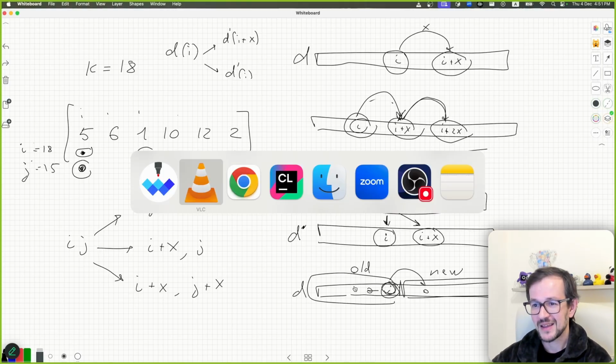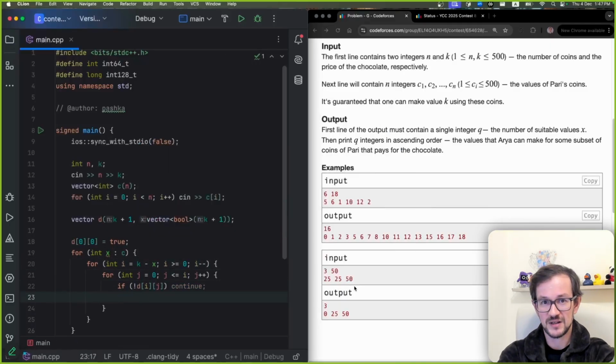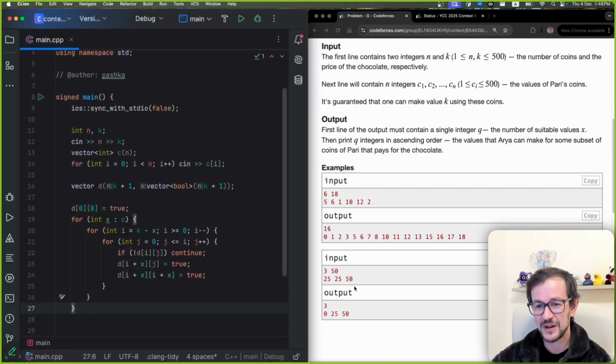Again, it's a normal trick for the knapsack problem. It makes your code much easier, and slightly faster, but that's not the point. The main point is just to make the code as easy as possible. So that's it. That's the whole code.